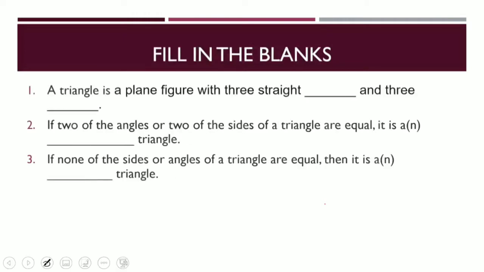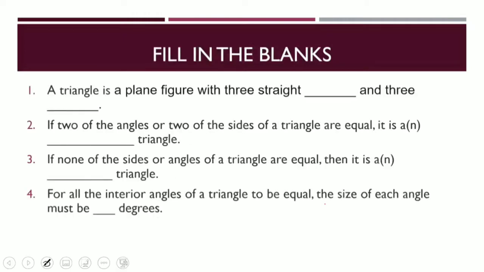But this is just a little activity for you. At whatever interval, you can pause the video before I give the answer for each one. As long as you get them correct, you can let me know in the comments. We have 4 of them. Here goes number 1. A triangle is a plane figure with 3 straight dash and 3 dash.